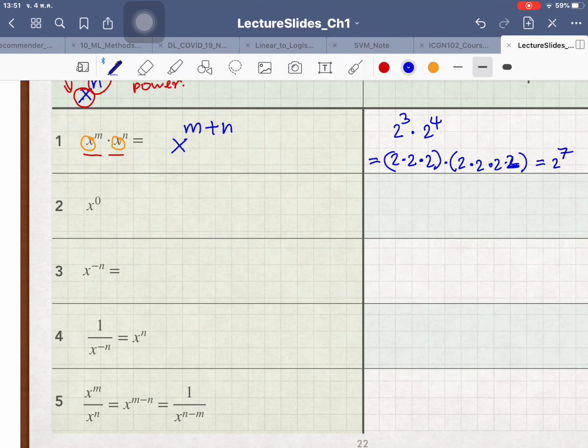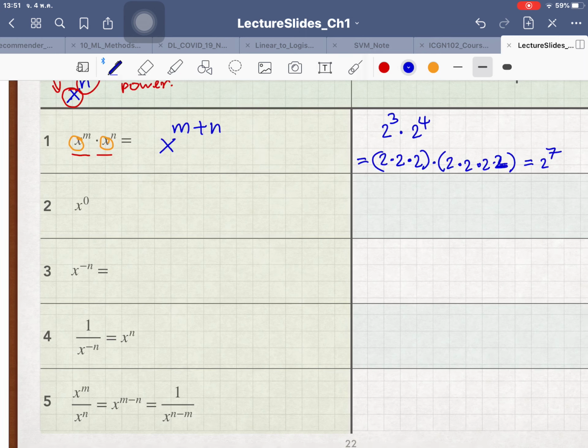So how can we get the power of 7? It seems like we just add up 3 and 4 together. 3 plus 4 gives you 7. So in this case, it's going to be 2 to the power of 3 plus 4, and that's why you get 2 to the power 7. So again, whenever you have the same base, you just add up the powers together.